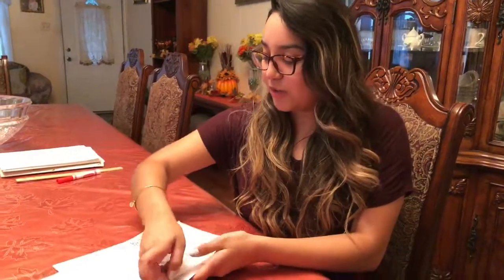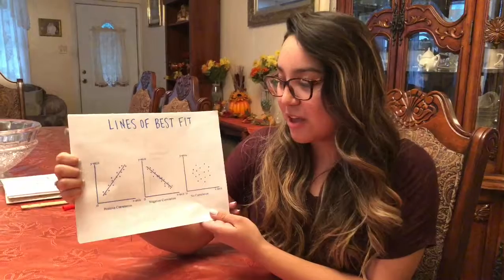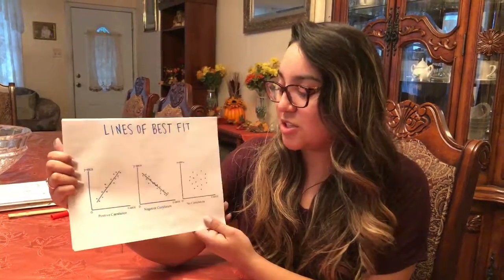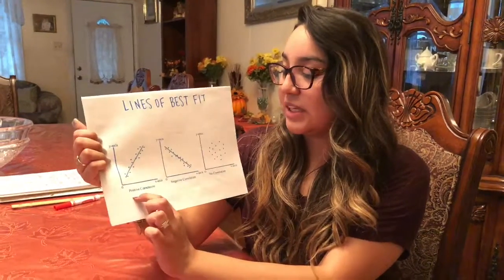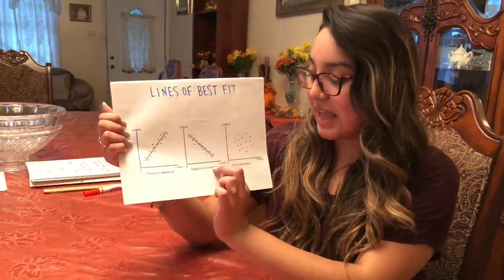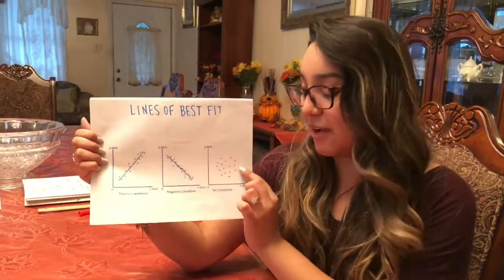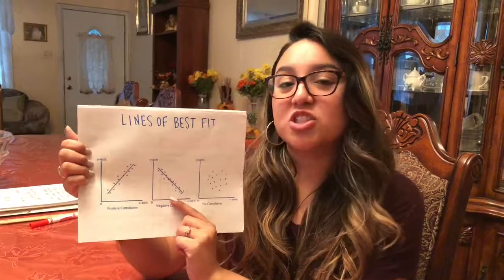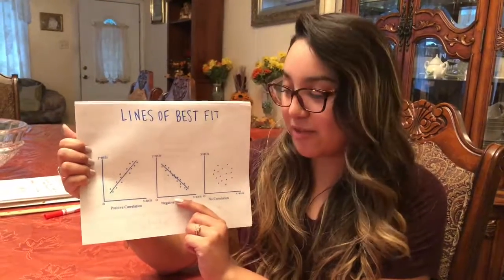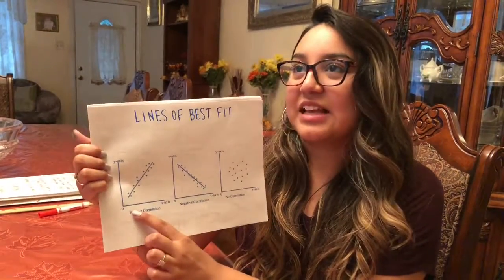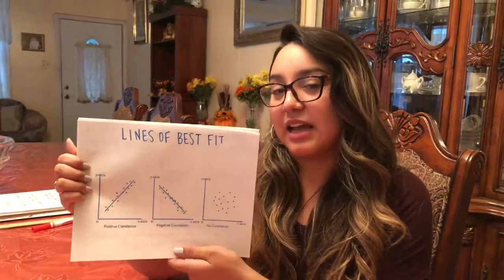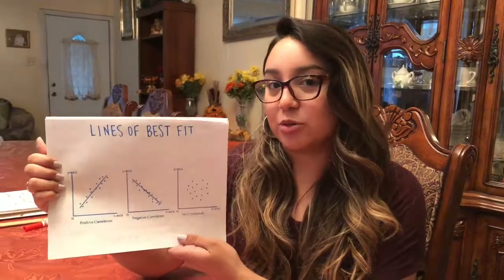Now I want to go over lines of best fit, which might be something new for you guys. Two things that you need to know about it: it only happens with positive and negative correlations, not when we have no correlation. Because the line of best fit just shows the general trend of our data. It's not the exact line.